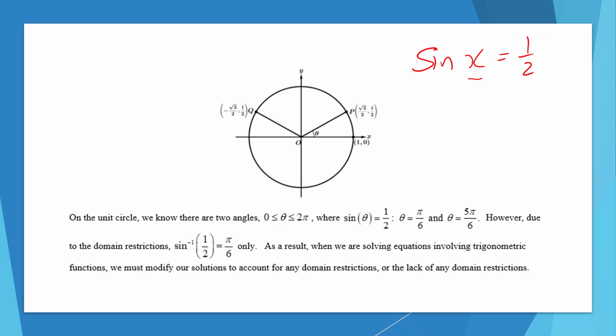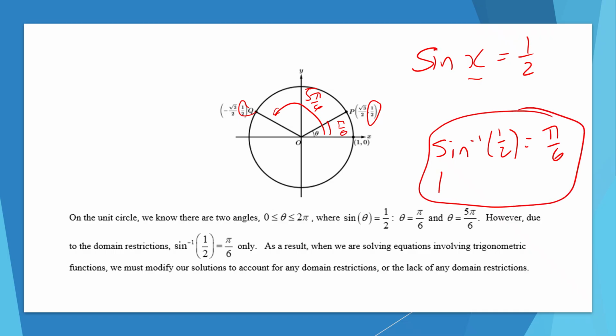We know at pi over 6 that has a sine value of 1/2. We know at 5 pi over 6 that has a sine value of 1/2. And I know what you're thinking. Well, what about inverse sine of 1/2 equals pi over 6, right? It doesn't include 5 pi over 6 in the solutions, but that's because we're using inverse trig. When you're doing the inverse trig, to make the function invertible, we restrict the domains, we cut out a lot of solutions.